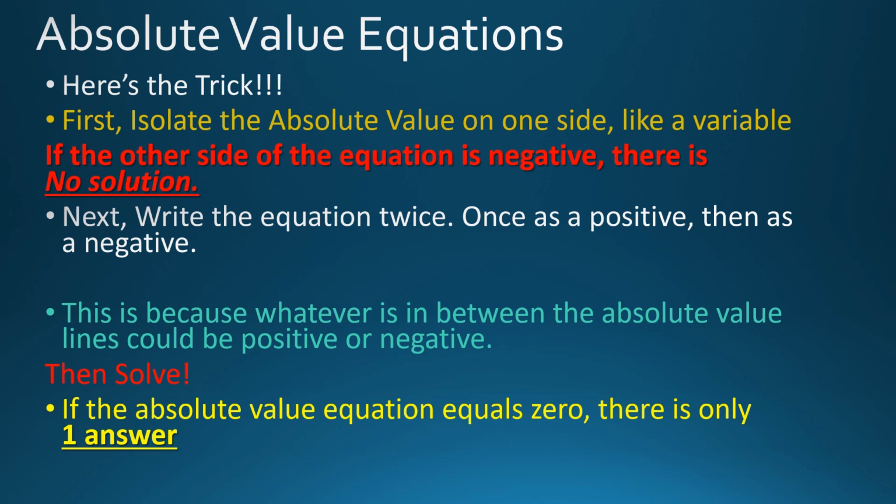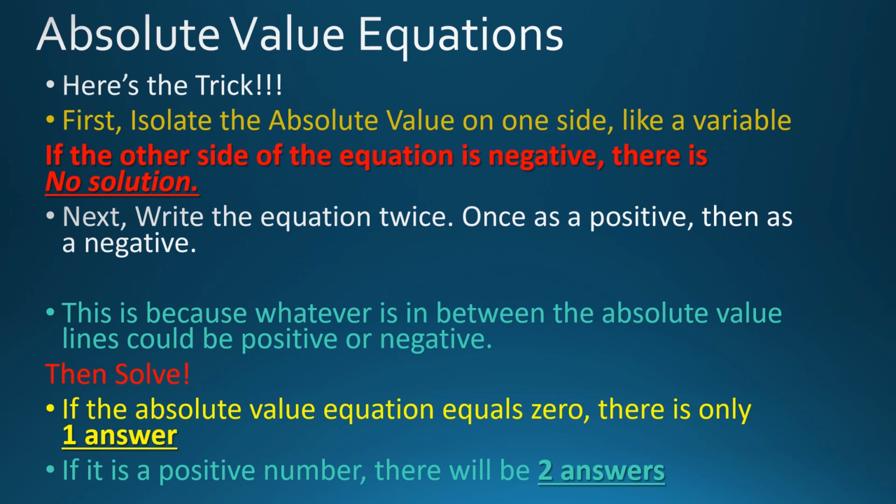If the absolute value equation equals 0, there is only one answer. But if it's a positive number on the other side, there will be two answers. Let's take a look at an example.